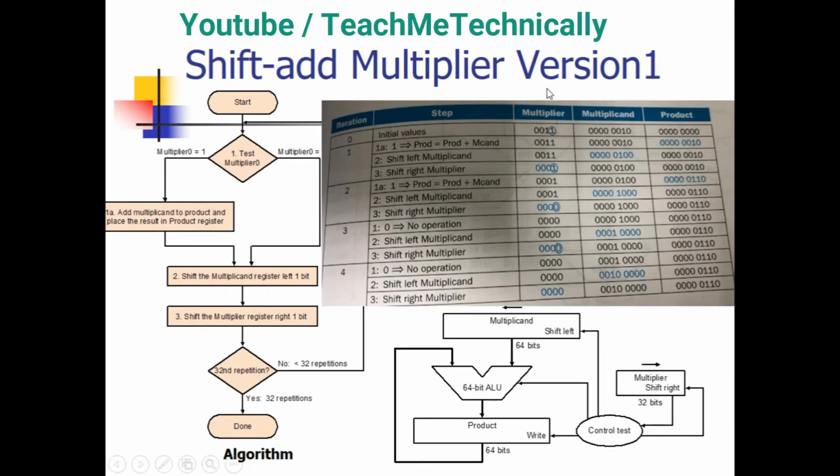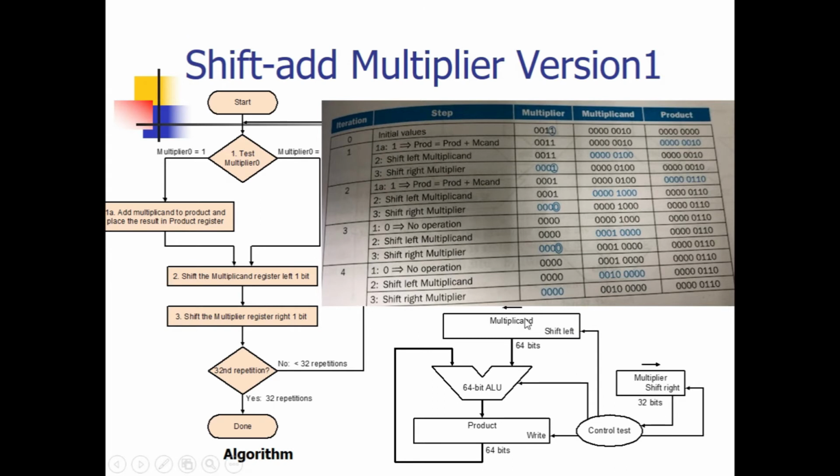So basically we are just going to perform the iterations. The number of iterations is actually equal to the number of bits of the multiplier. So we will first understand what hardware is required to implement this multiplier version number 1. First of all, we have a multiplier which is 32 bits. Then we have a multiplicand whose size is double that of the multiplier.